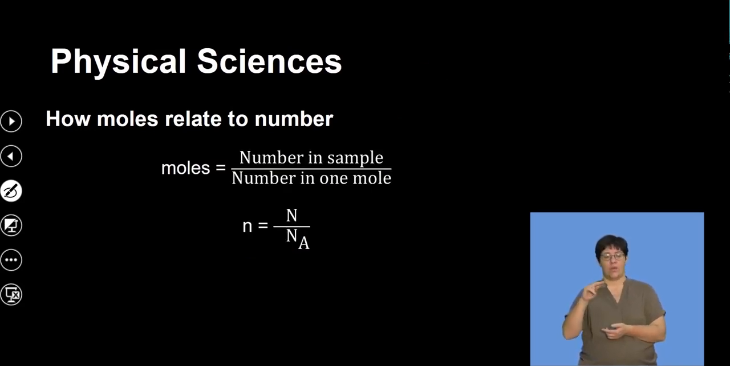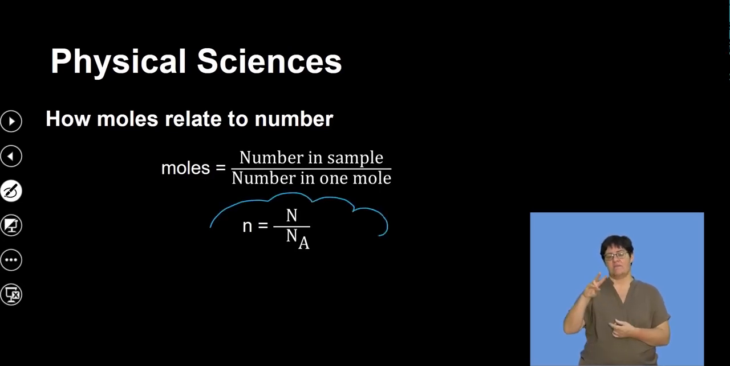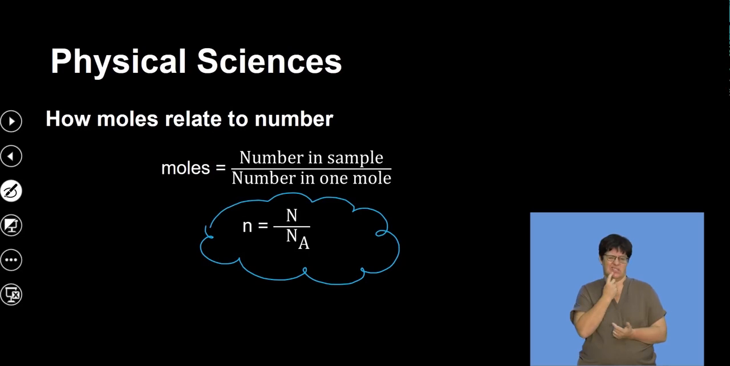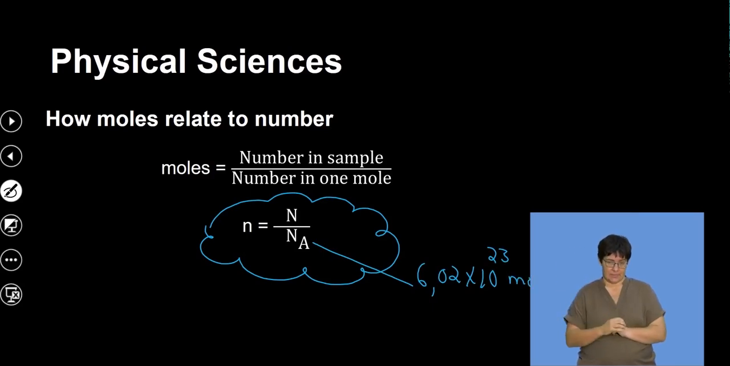So how do moles relate to number? If we are given the number of particles and we want to determine how many moles, we must know that for every mole there is an Avogadro number of particles. So the moles present in a sample depend on the number of particles versus the number per mole, which is the Avogadro number. This is our constant, 6,02 times 10 exponent 23 per mole.